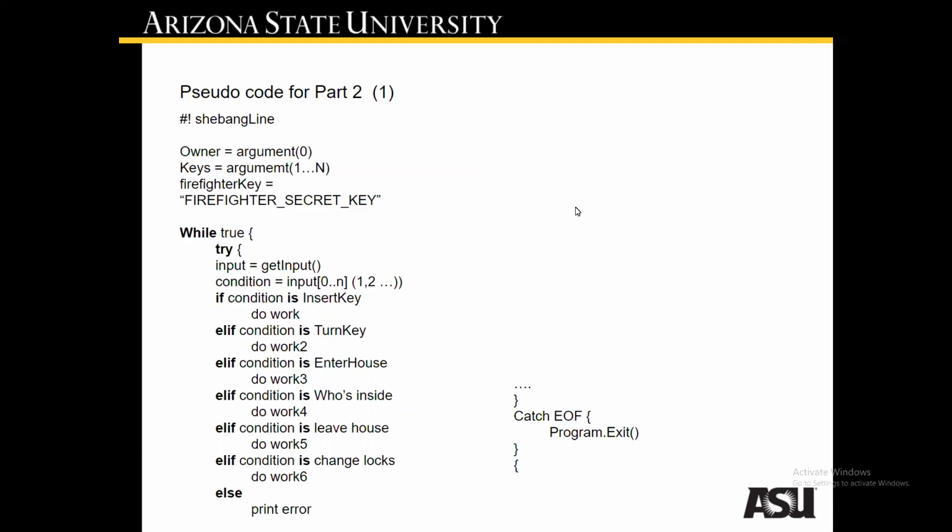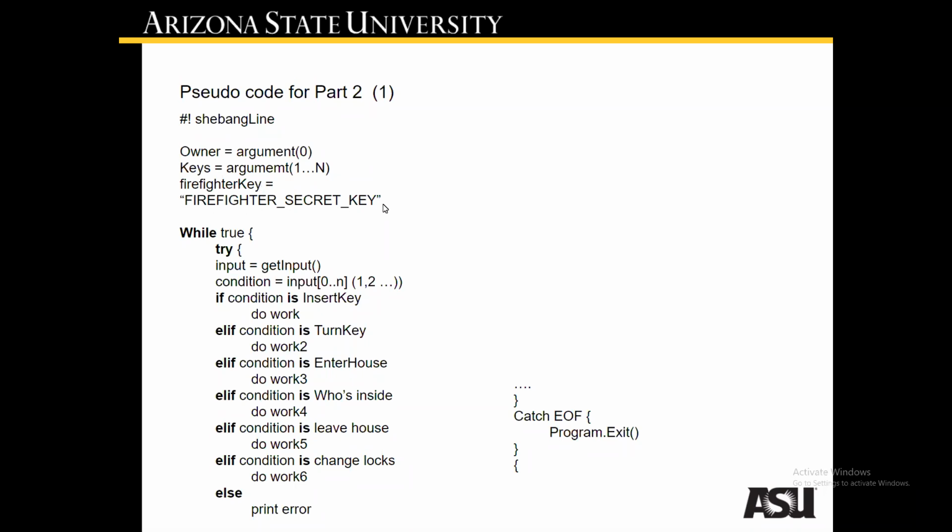And here's some quick pseudocode for part 2. Like I said, you can have those variables. From the arguments you have when you execute the program, the first one is going to be the owner, the name of the owner that can change the locks. From the next argument on, you'll have all the keys that you can store inside, whether it be a list in Python, an array list or vector in C++, or whatever it is in Java.